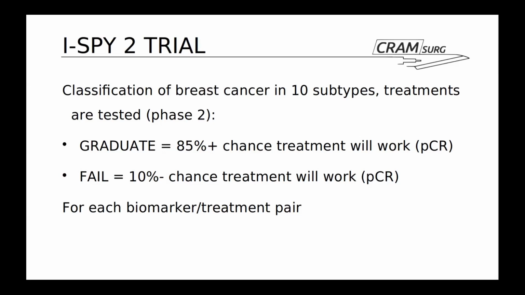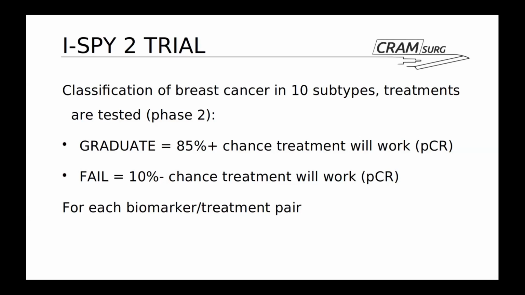But the I-SPY2 trial subdivides patients into 10 different subtypes of breast cancer. And different treatments are tested in combinations with each biomarker and treatment. So some treatments are available only for certain subtypes of cancers. Some treatments are trialed on all subtypes of cancers, and then they are dropped or continued depending on how effective they are.